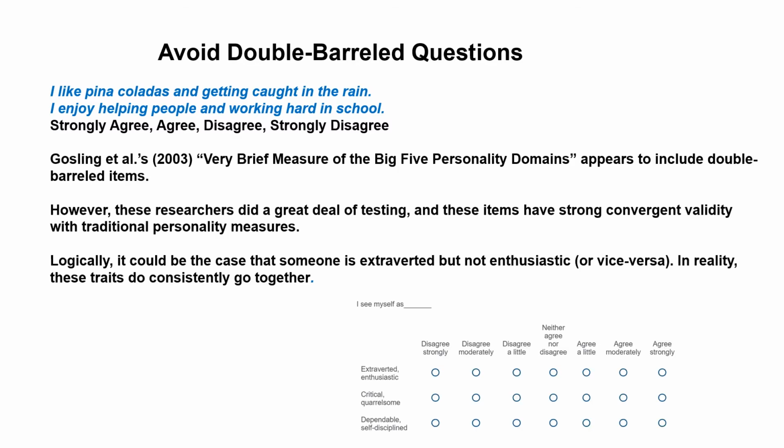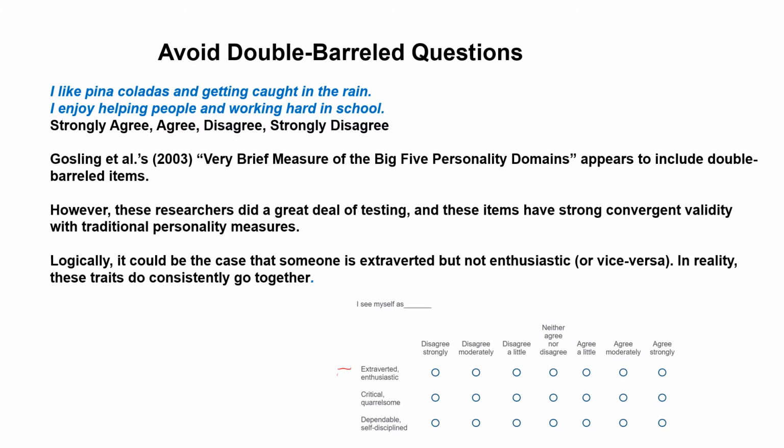However, I'll say this, sometimes double-barreled questions will work. I don't see any instances where you should be asking double-barreled questions in this class. But there are some times where researchers will do a great deal of testing, and if items have a strong convergent validity, then you can ask them together. Like you see down here.